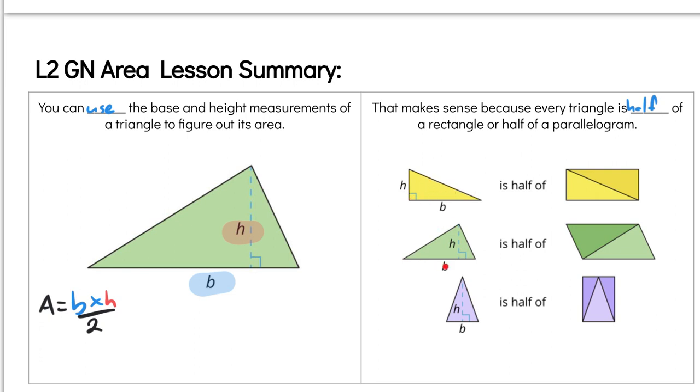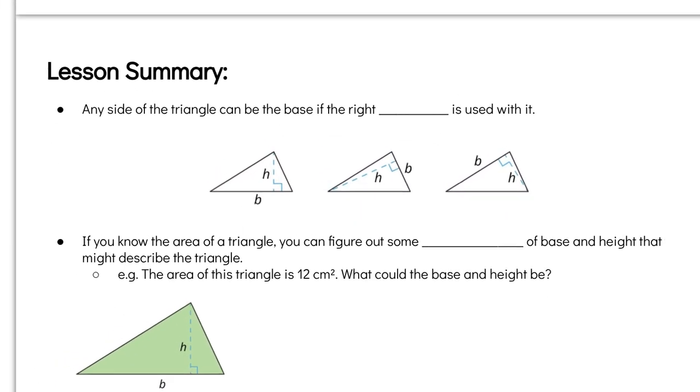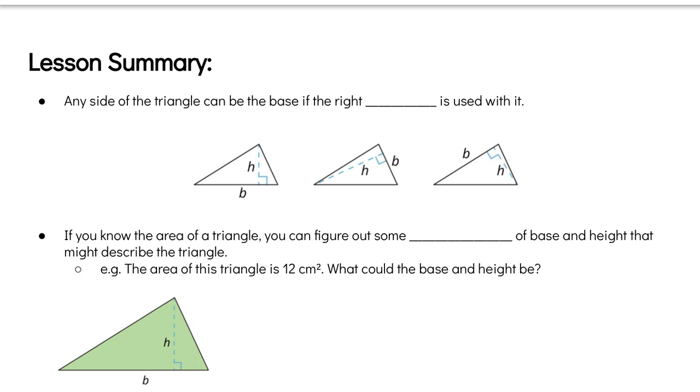And it works for any kind of triangle. As long as you have the base and the height, you can find its area. Let's continue to the next page, where it says any side of the triangle can be the base if the right height is used with it. So for example, here, the base is here and the height is here.